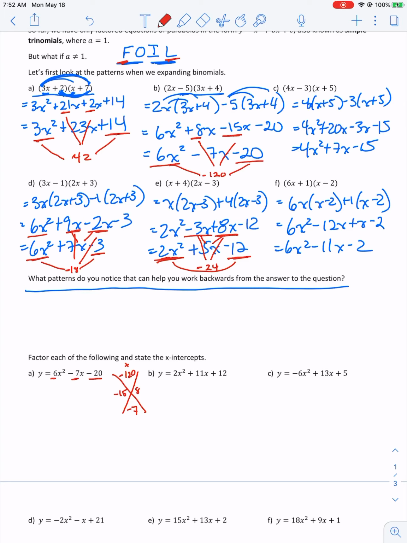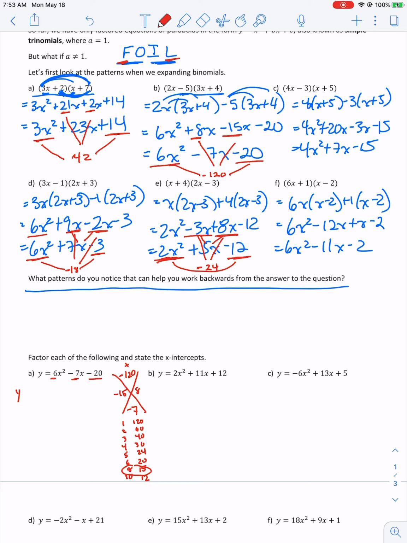You can go through your pairs of numbers. So 1 and 120, 2 and 60, 3 and 40, 4 and 30, 5 and 24, 6 and 20, 8 and 15, and I think maybe 12 and 10, 10 and 12. I think those are the last ones. Okay, so the pair that's going to give you negative 7 is the 8 and the 15.